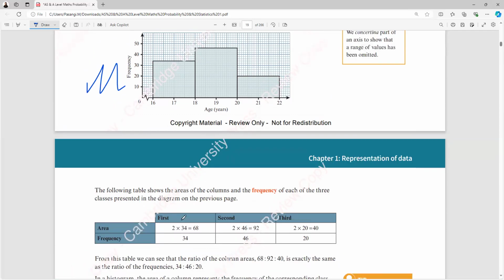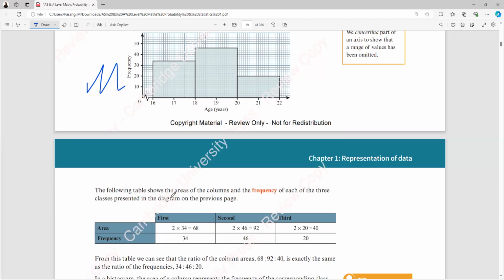So that means the first one would be 2 times 34. Then the total area, we calculate that, is 68. Here 2 times 46, that means 92. 2 times 20, that is 40. So the frequencies will be 34, 46, and 20.